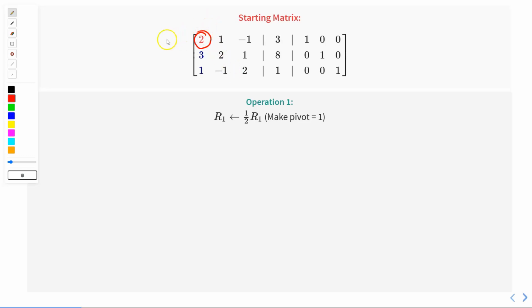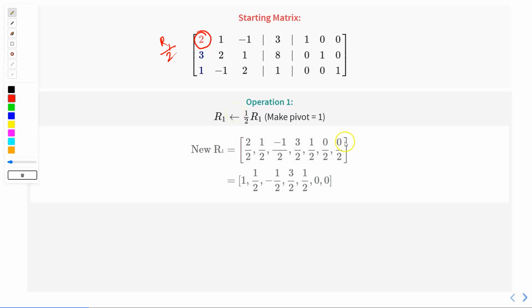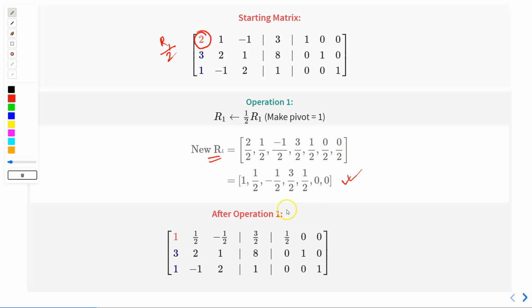For that, what I have to do is R1 divided by 2. That is operation number 1. If I do that, new R1 will be 2 by 2, 1 by 2, minus 1 by 2, 3 by 2, 1 by 2, 0 by 2, 0 by 2, and this will be the new R1: 1, half, minus half, 3 by 2, half, 0, 0. Now if I plug in this R1, after operation 1 the matrix will be like that: 1, half, minus half, 3 by 2, 1 by 2, 0, 0.